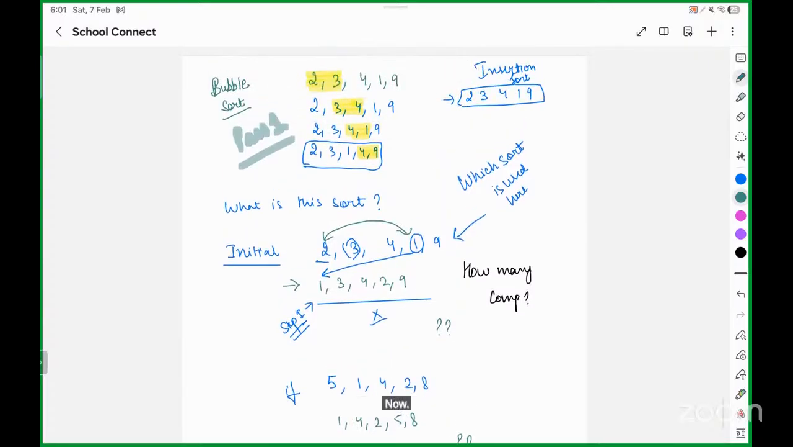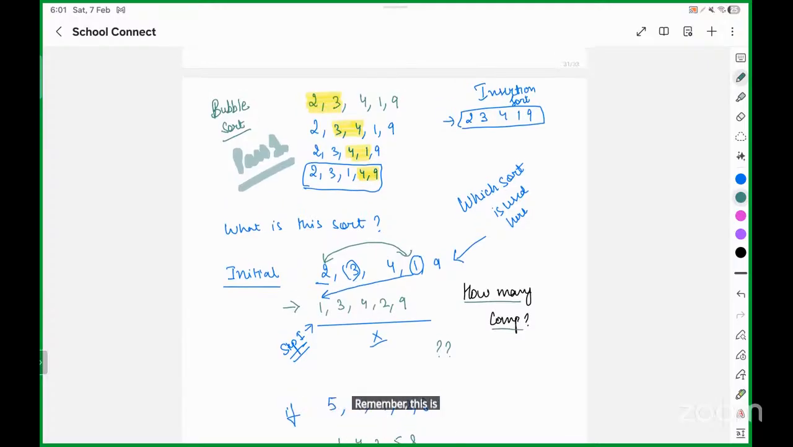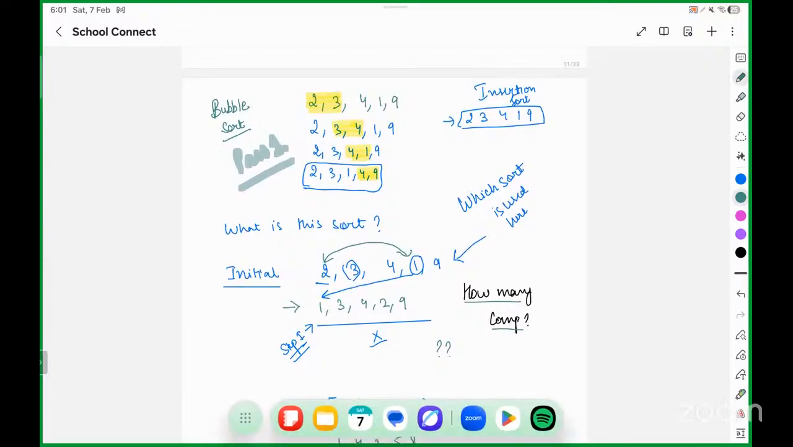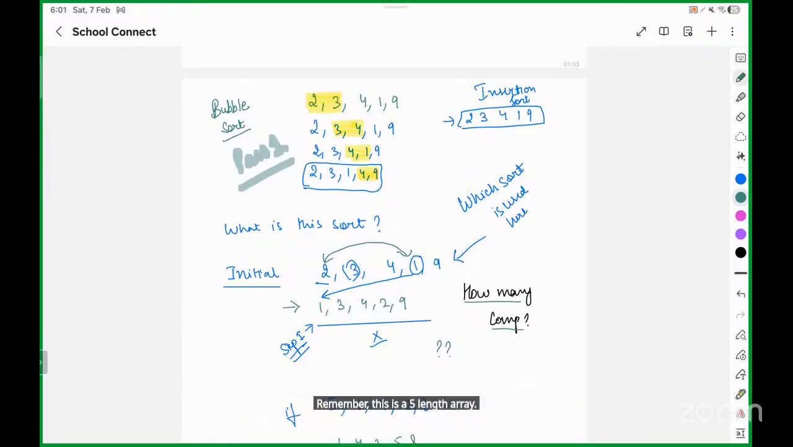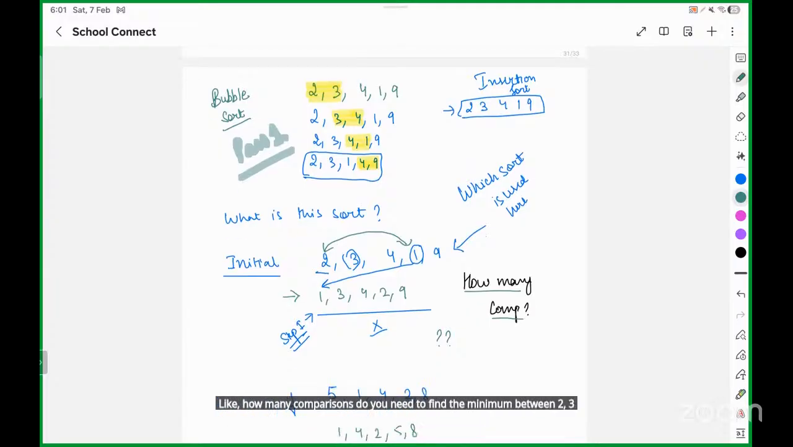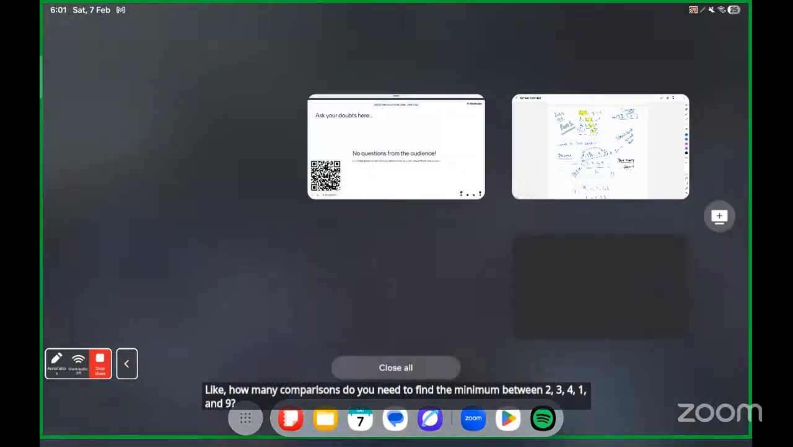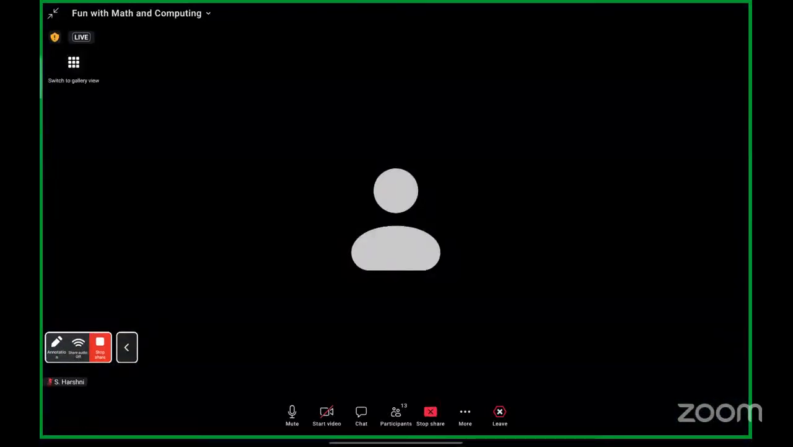Now, can you tell me how many comparisons would have been required here to put 1 ahead using the selection sort? Remember, this is a 5 length array. Like, how many comparisons do you need to find the minimum between 2, 3, 4, 1, and 9? Any idea?